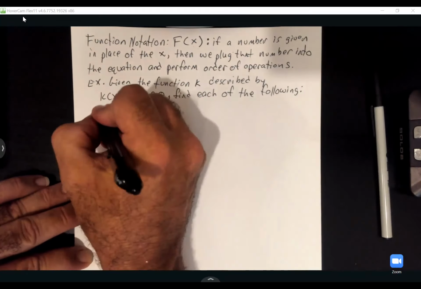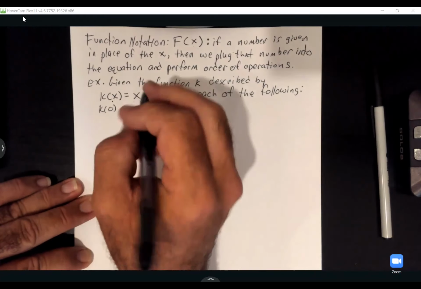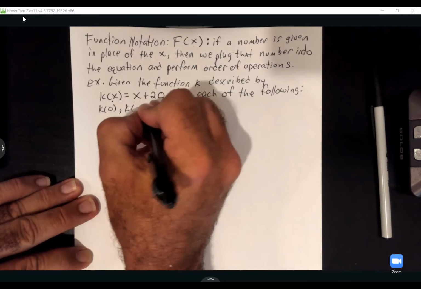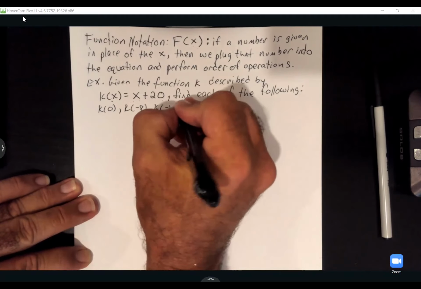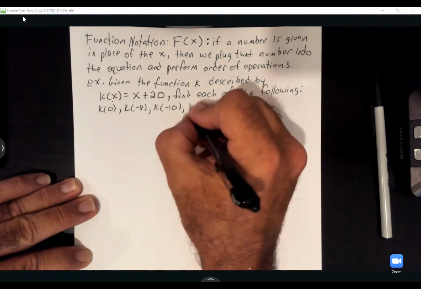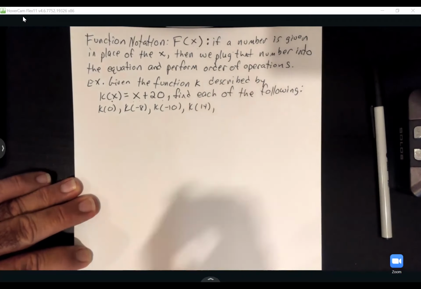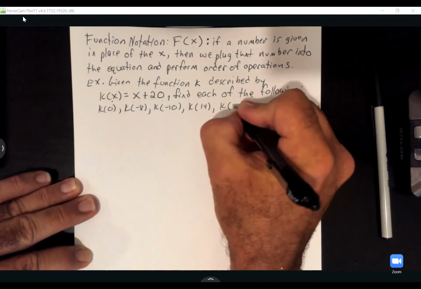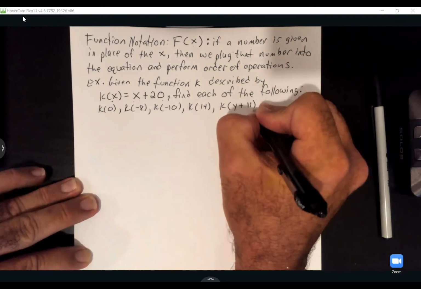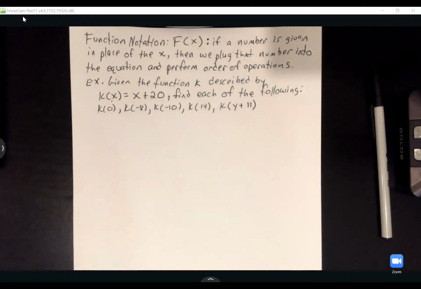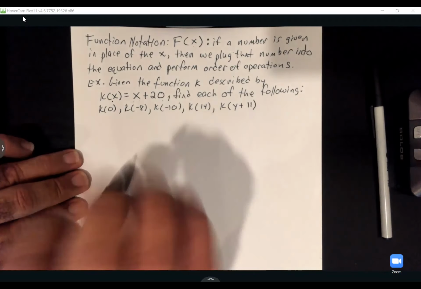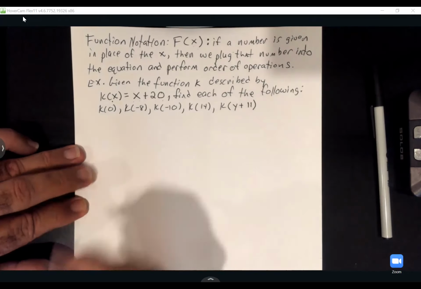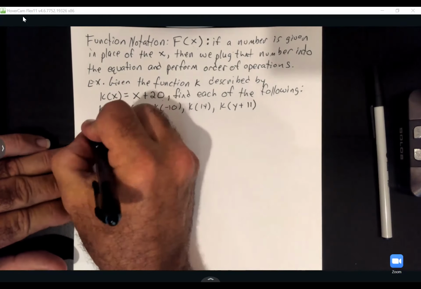So they want us to find a k of 0, a k of -8, a k of -10, a k of 14, and then a k of y plus 11. So they're getting sort of tricky on this one. But y'all, here's the thing. This is almost like doing 5 little problems in one. So let's start off with the k of 0.